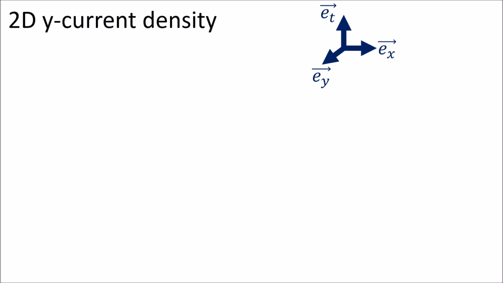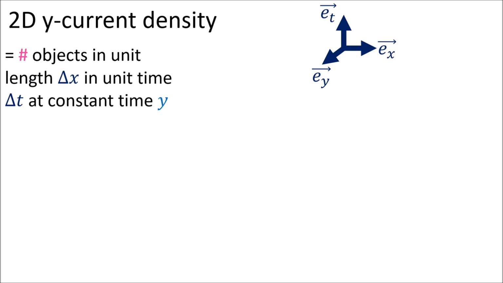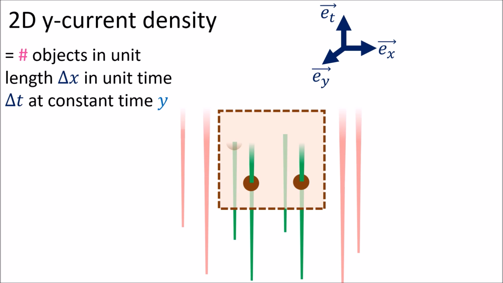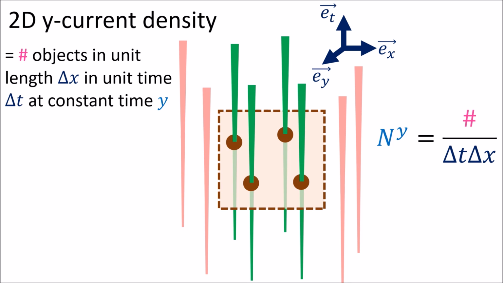If we wanted to measure the current density in the y direction instead, we would just count the world lines crossing a unit square in the time x plane instead, at some constant y value.